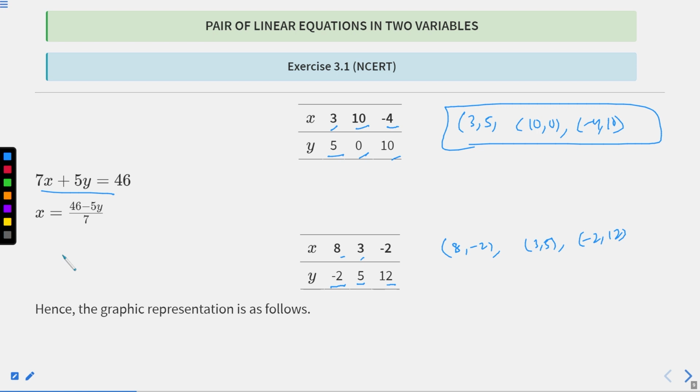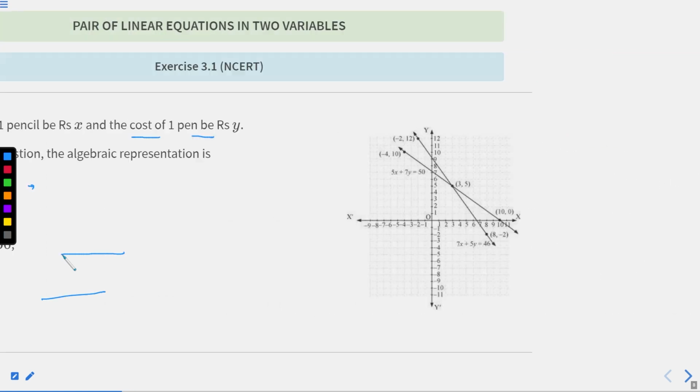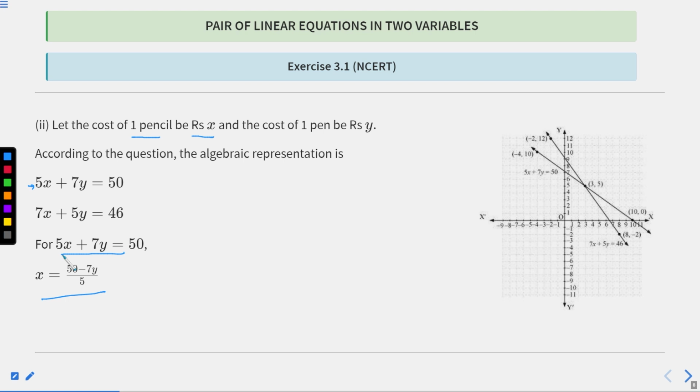So hence the graphic representation follows this graph. Here this graph represents the equation 5x plus 7y is equal to 50. This line is represented by this equation, and the equation 7x plus 5y is equal to 46 is represented by this line.